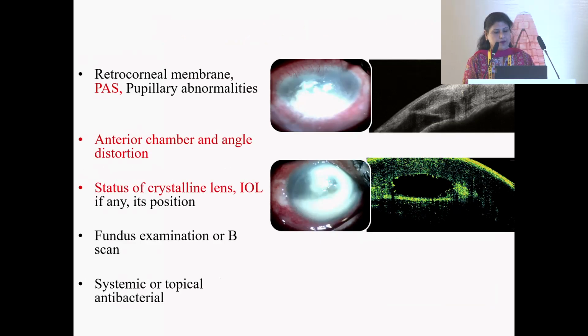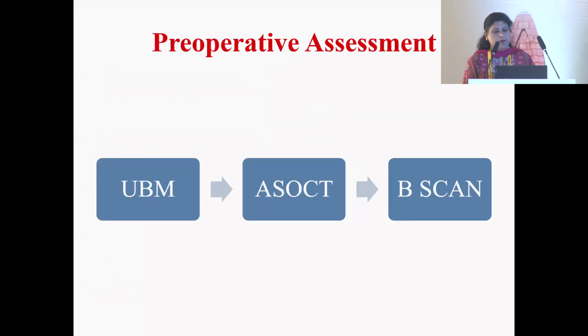Retrocorneal membranes are very important, which we can see on anterior segment OCT. Pupillary abnormalities we can also see on anterior segment OCT, along with the anterior chamber angle and distortions. We also assess the status of the crystalline lens and do a fundus examination, and we have to start systemic and topical antibacterials before surgery. Preoperative assessment can be done with UBM to see the status behind the iris, and anterior segment OCT for the anterior chamber angle as well as the lens status.